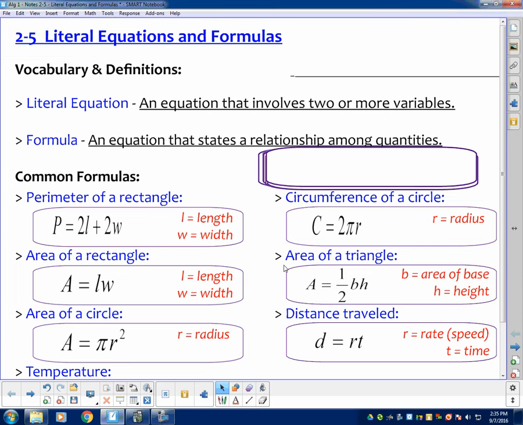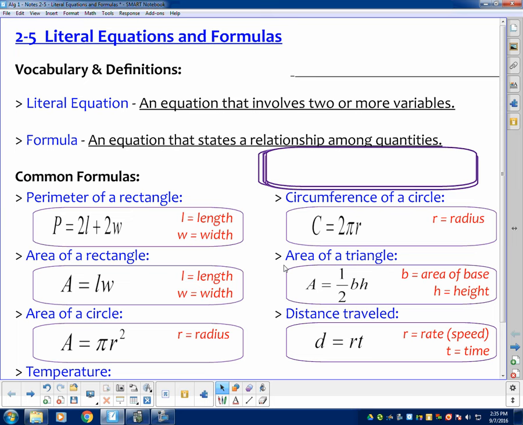Okay, this section is labeled 2-5, literal equations and formulas. A literal equation is an equation that involves two or more variables. So we're going to be solving ones for one of those variables. A formula is an equation that states a relationship among quantities.